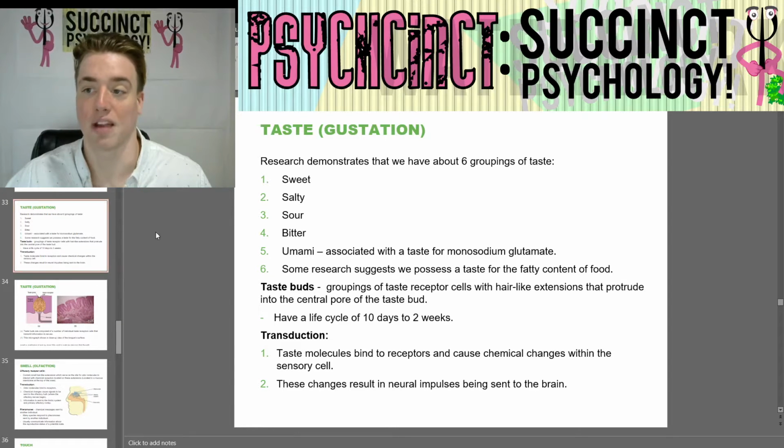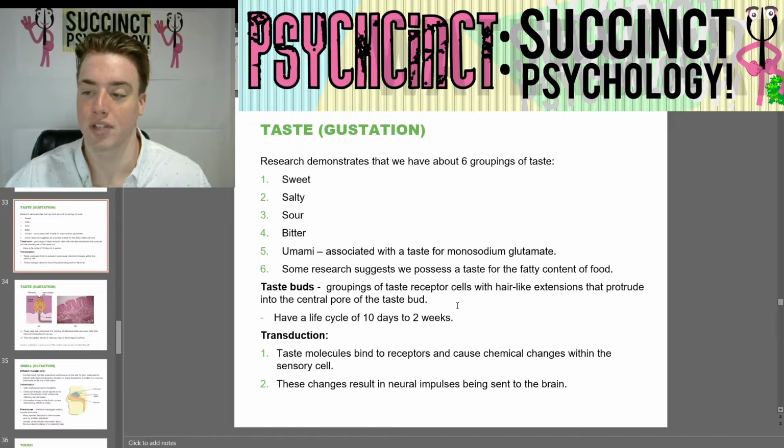Going on from hearing, we have taste or gustation. Research demonstrates that we have about 6 groupings of taste. These are sweet, salty, sour, bitter, and umami, which is associated with a taste for monosodium glutamate. And then the 6th one is some research suggests we possess a taste for the fatty content of food.